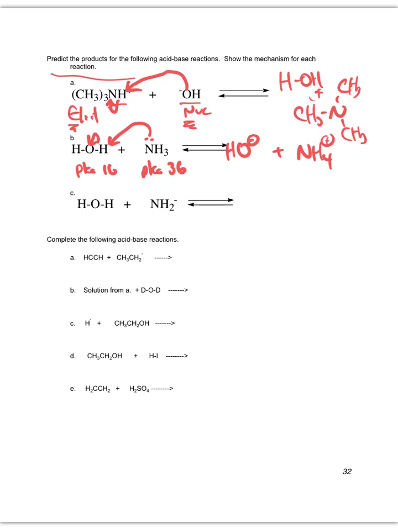In the next one, we have the NH2 minus. It's going to be the nucleophile. The water will be the electrophile. So the NH2 minus is going to grab a hydrogen off of the water. We're going to form hydroxide again along with NH3. Okay. Now these don't ask us to predict where the equilibrium lies. It's just draw the mechanism and predict the product for the reaction.